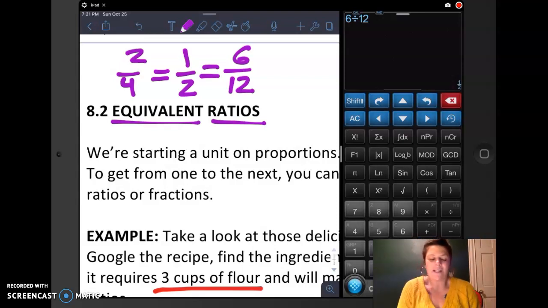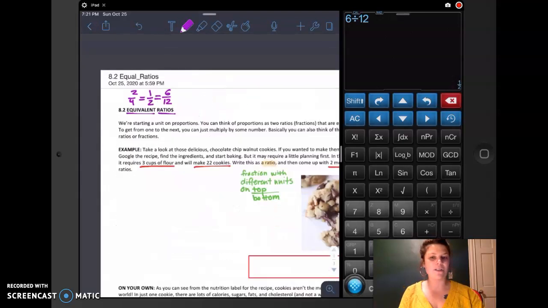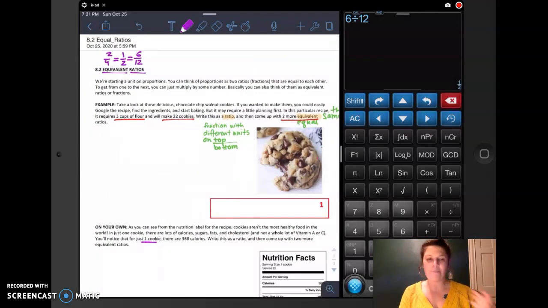All right, let's get started. Our unit is going to be about cookies. Baking is a very, very common thing, cooking too, when we're talking about proportions, because recipes must be followed, but if you want to make it for a bigger number of people, you might have to double the recipe. That's equivalent fractions. That's proportions. Proportions are just equivalent ratios, equivalent fractions.